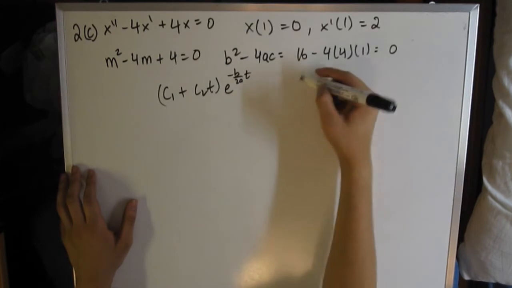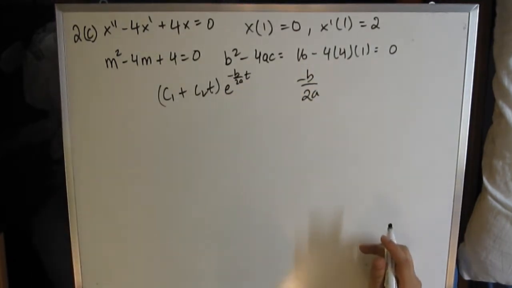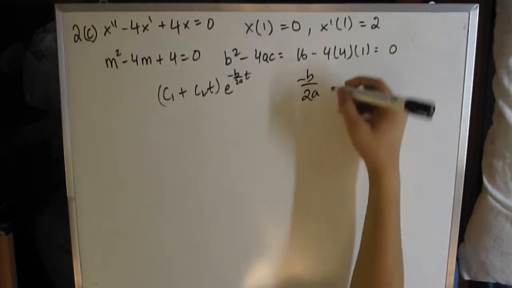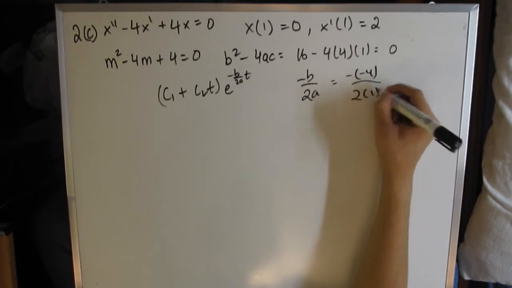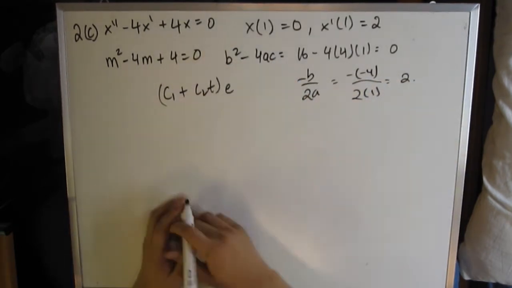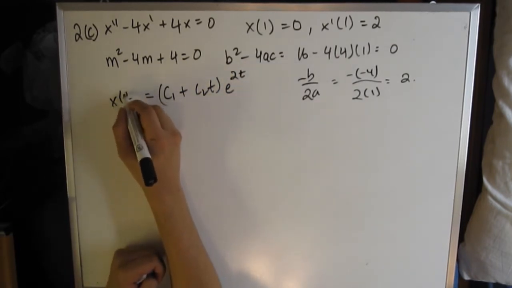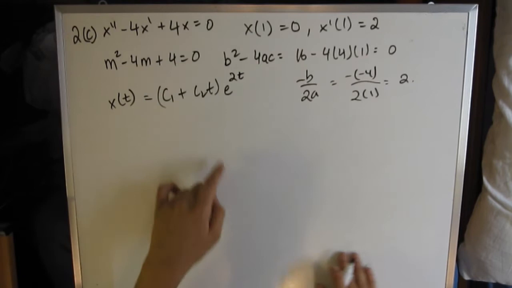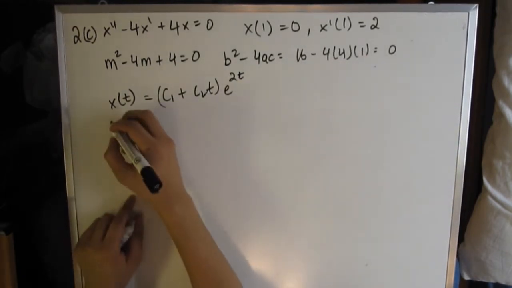So you're just going to go ahead and solve for minus b over 2a, which is equal to minus minus 4 over 2 times 1, which is equal to 2. So I'm just going to get rid of this here and put a 2t here, and this is equal to your x of t.